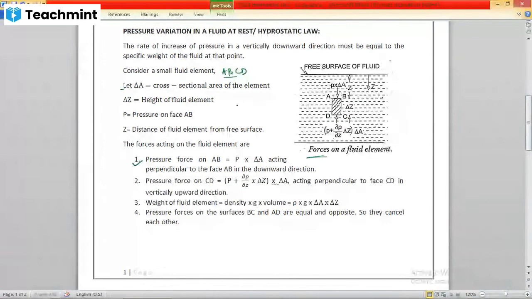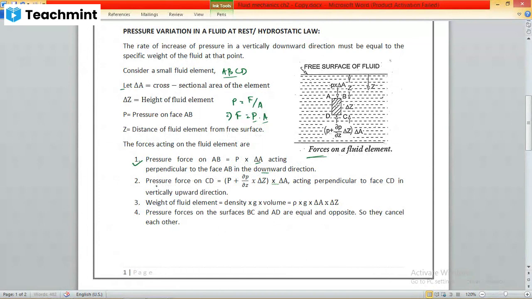As you all know, pressure is equal to force per unit area. So our pressure force will be pressure into area. In this case, let the pressure be P and your area is del A. So the pressure force on AB is equal to P into del A. The area is del A, and the force is acting in the downward direction.